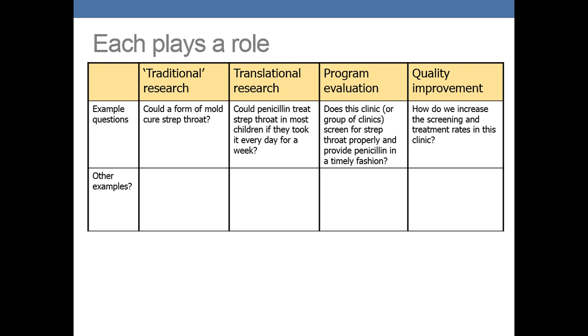And then the program evaluation would be much more concrete and specific than that even, and it would say, does this clinic screen for strep throat properly and provide penicillin in a timely fashion? So really, are we going to get the outcomes we want once we've decided to provide penicillin? And the quality improvement specialist would say, okay, given that we have a screening rate of X% and a treatment rate of X%, how do we improve those? What processes do we have to put in place? What improvements do we need to put in place to improve those screening and treatment rates? So you can see how in a learning health system, you really need all four of these going on at once.